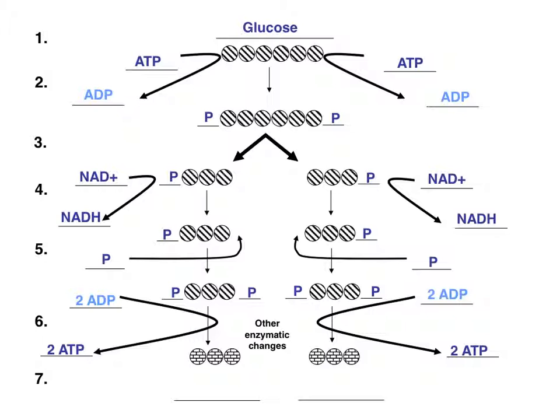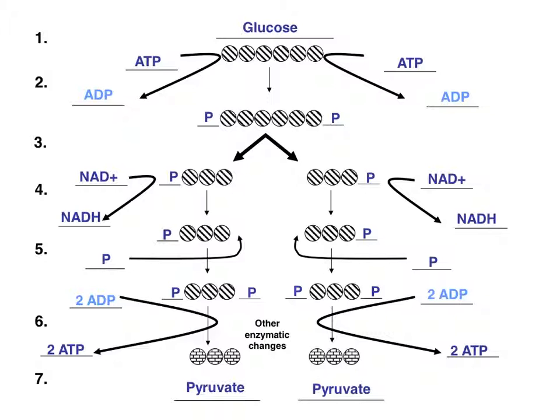But recall, to do that, up here we had to burn 2 ATPs. So if you look at the big picture, there's only truly a net gain of only 2 ATPs. So now we're ready for those final enzymatic changes that will convert these 2 molecules right over here into these 2 molecules down here, which are called 2 molecules of pyruvic acid. 2 molecules of pyruvate are produced in the very end.